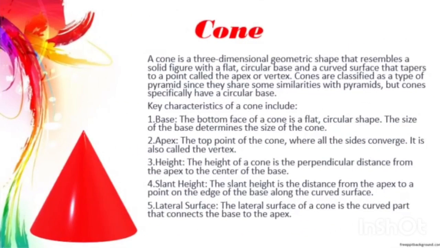Cone. A cone is a three-dimensional geometric shape that resembles a solid figure with a flat, circular base and a curved surface that tapers to a point called the apex or vertex. Cones are classified as a type of pyramid since they share some similarities with pyramids, but cones specifically have a circular base. Key characteristics of a cone include: base.